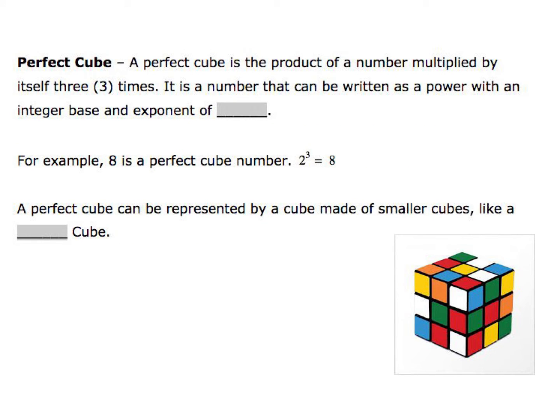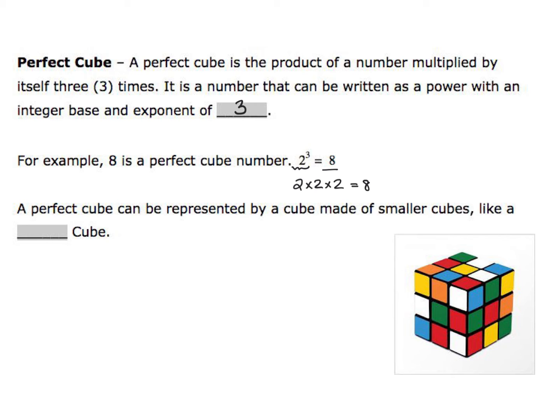Let's recall what a perfect cube is. A perfect cube is the product of a number multiplied by itself 3 times. It's a number that can be written as a power with an integer base and an exponent of 3. So for example, 8 is a perfect cube number because 2 with an exponent of 3 equals 8. 2 times 2 is 4, times 2 equals 8.